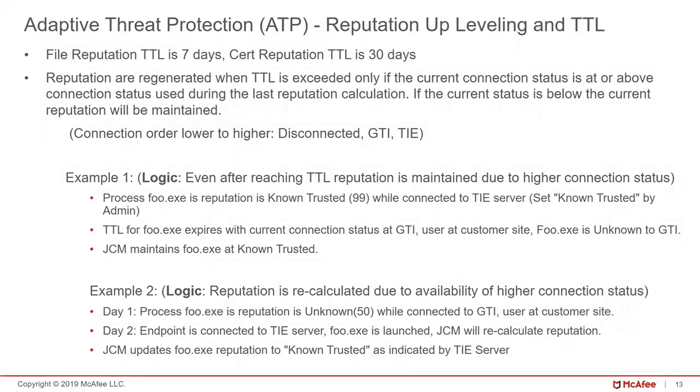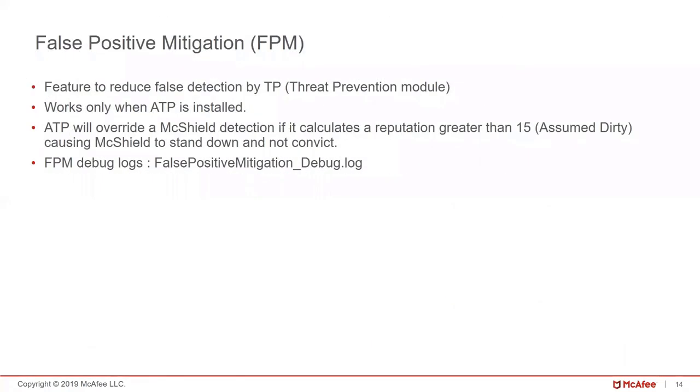However, the thing to remember here are the time to lives. File reputation time to live is 7 days. A cert reputation time to live is 30 days. And there are some things that you can do to force a reputation change, and we'll talk about that during the demo. The other thing that ATP can do is a false positive mitigation.